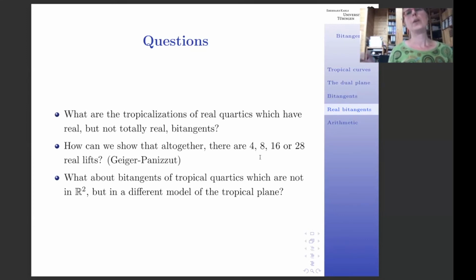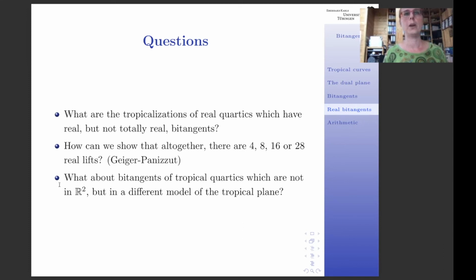But from my point of view, this is more than just a confirmation of Pluecker's theorem using tropical methods. This is giving a way to study lifts of tropical bitangents also over other fields and to make statements about bitangents to quartics also over other fields. And I'm quite certain it will be used like that also in the future.